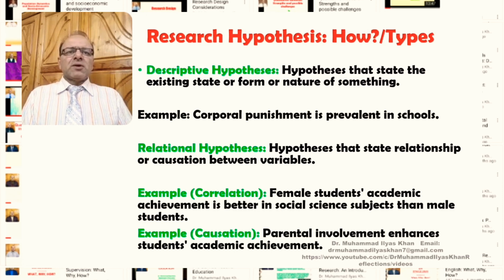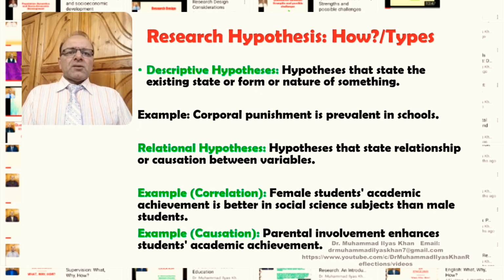Now, there are different types of research hypotheses. Again, it depends on the kind of research that we are conducting. Descriptive hypotheses are hypotheses that state the existing state or form or nature of something. For example, corporal punishment is prevalent in school. Now, this shows the existing state of a particular phenomenon, that is corporal punishment.